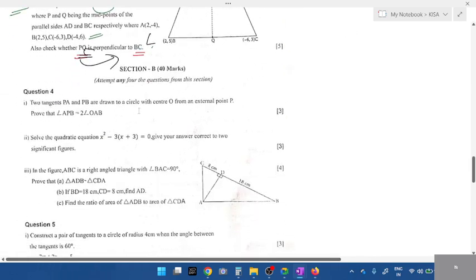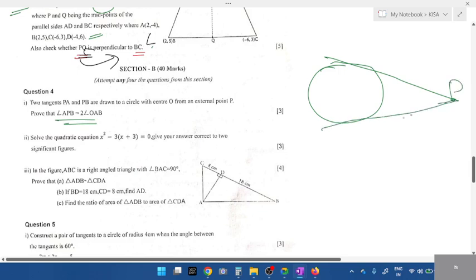Two tangents PA and PB are drawn with center O. Okay, you won't get proving questions. See, all this proving question, two tangents are drawn. If this is a circle, two tangents PA. So P is the common point. You get A and you get B. Two tangents are drawn to a circle with center O from an external point P. Okay, P is the external point.